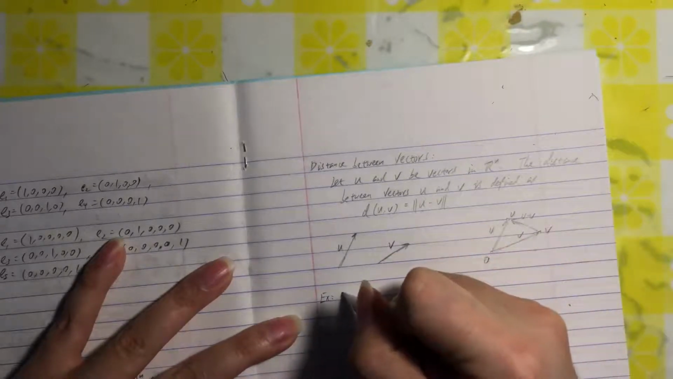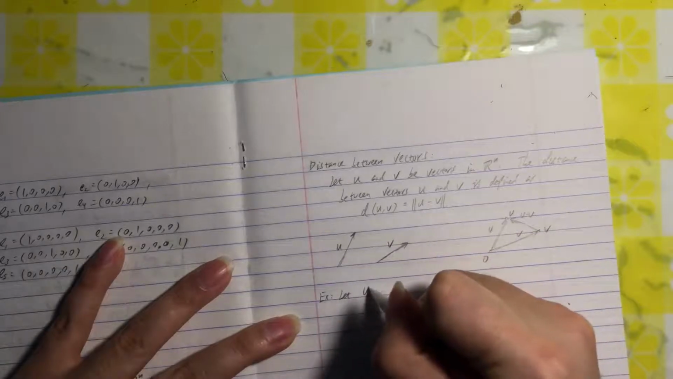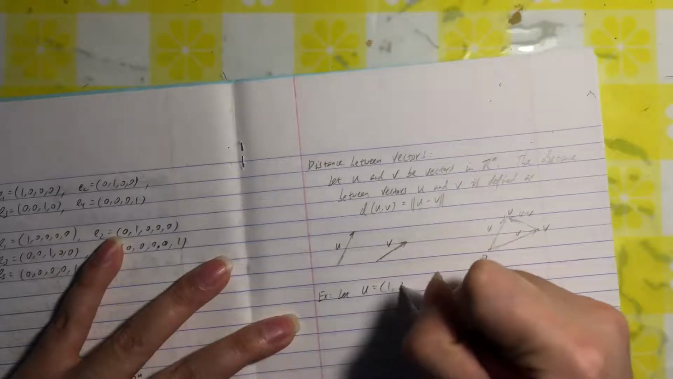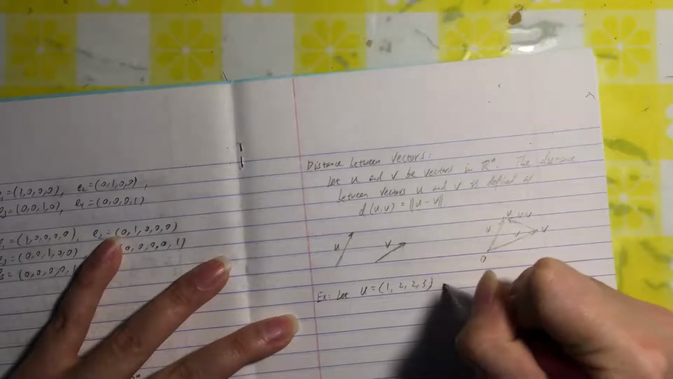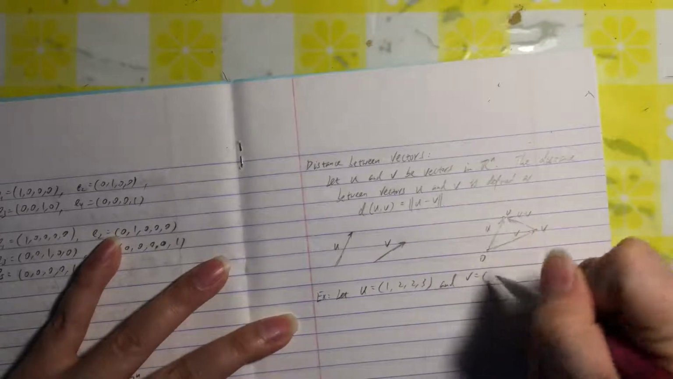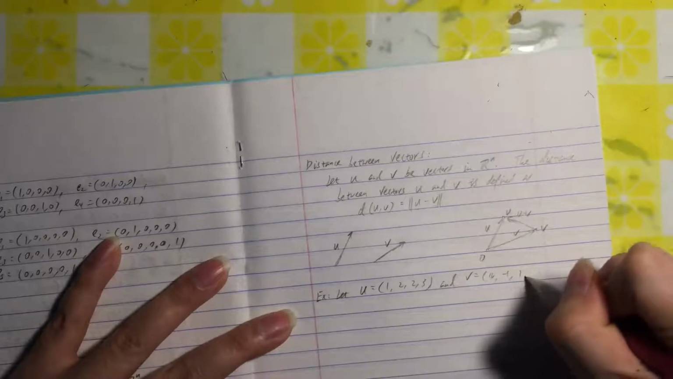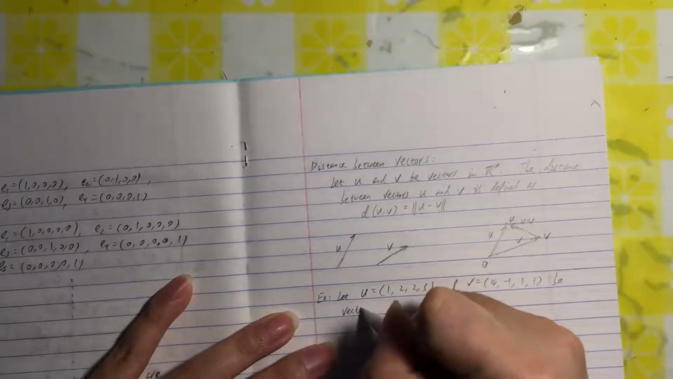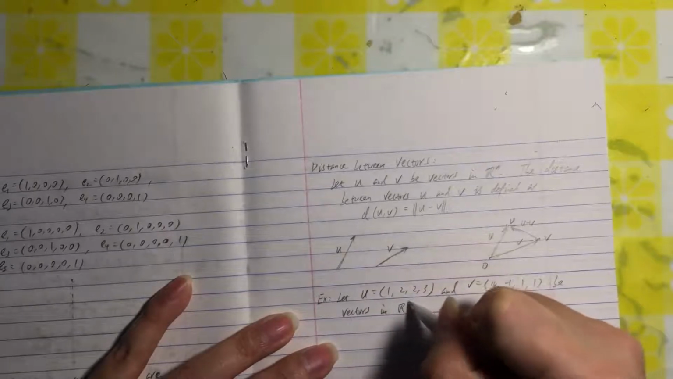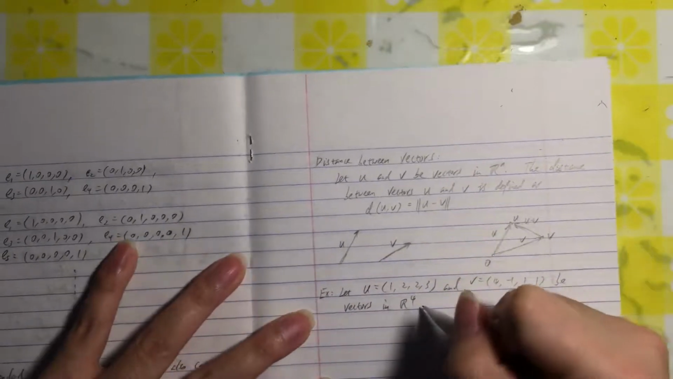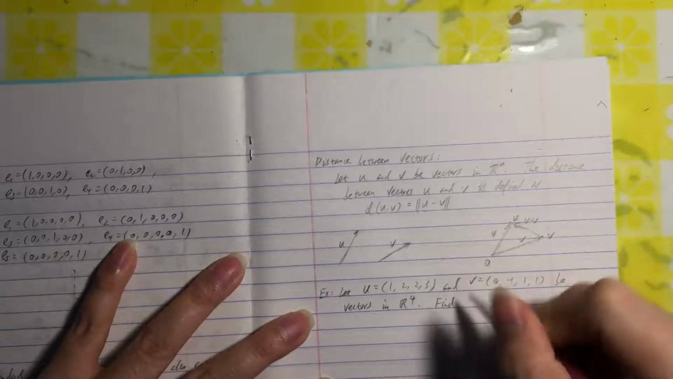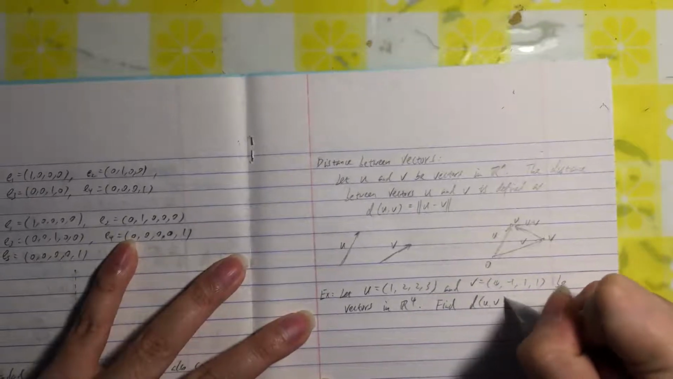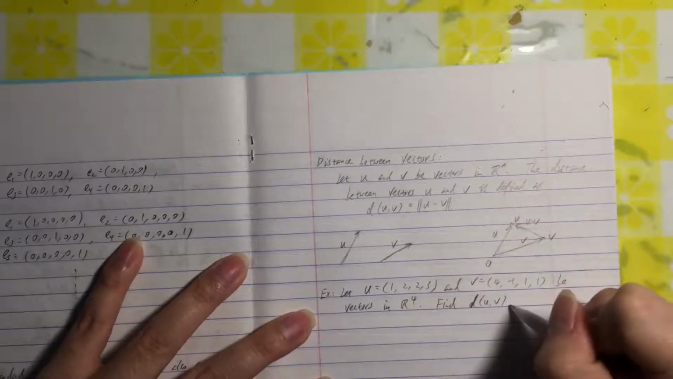Next, let's look at some examples. Let u equal (1, 2, 2, 3) and v equal (4, -1, 1, 1) be vectors in R4. Find the distance from u to v.